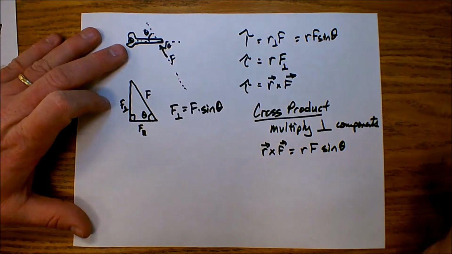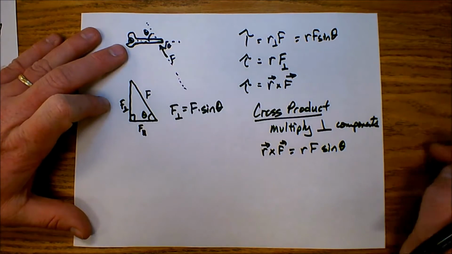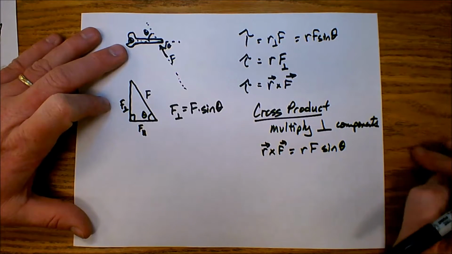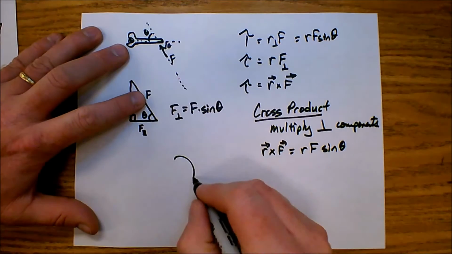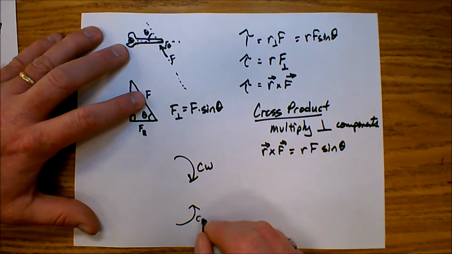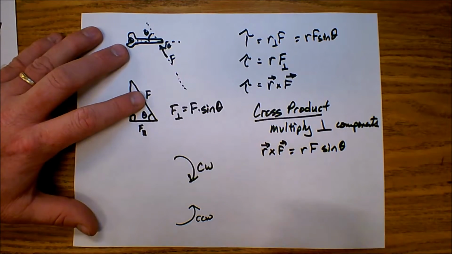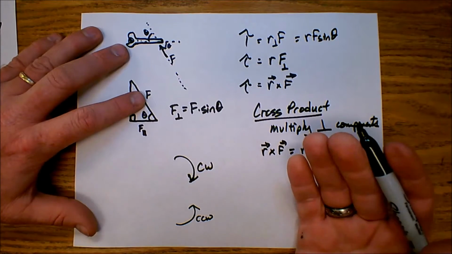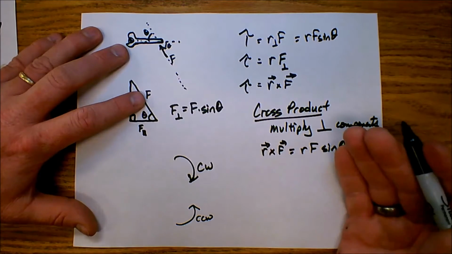Now, in rotational motion, there are only two possible directions. You can rotate clockwise or you can rotate counterclockwise.